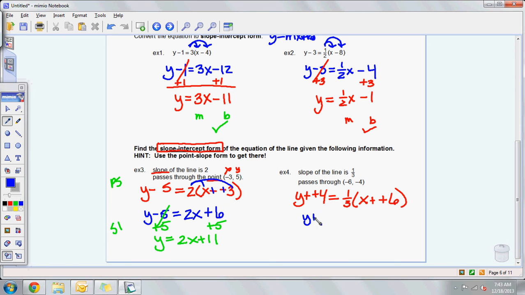So we have y plus 4, and we're going to distribute that 1/3 to everything. So 1/3 x. 1/3 times 6 is just 1/3 of 6. So really you're just dividing it by 3. So what you're left with is 2. You can just type it into your calculator if you want, but that's the short way to do it. All right, last step is we're going to do the opposite, minus 4, minus 4. So y is equal to 1/3 x plus a negative 2, or just minus 2.